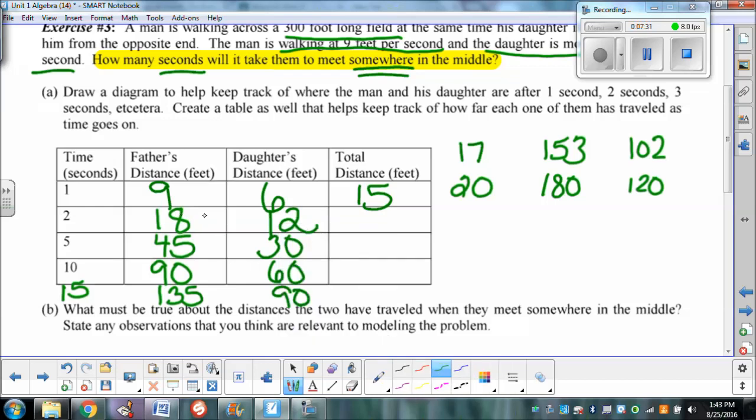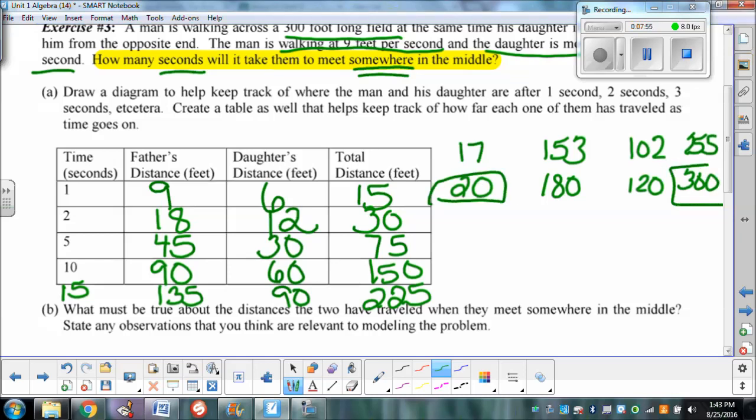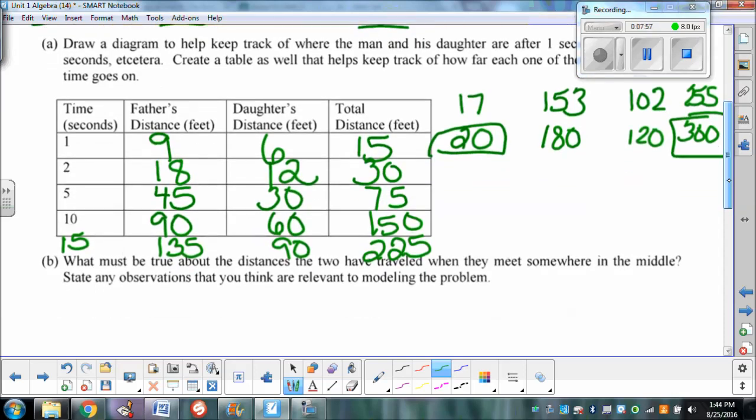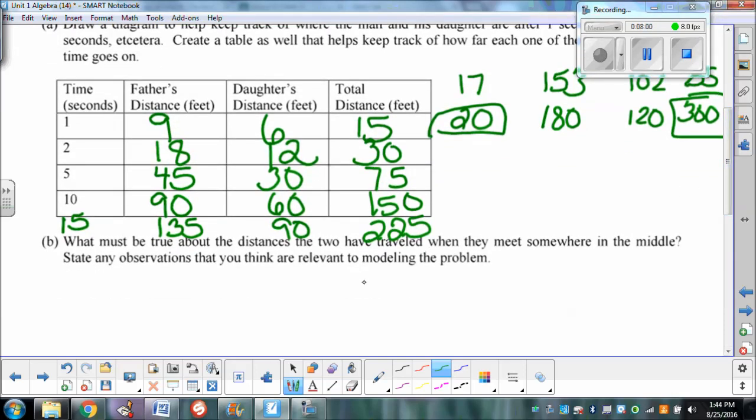300 feet. So adding these up, we end up with 30, and then 75, 150, 225. Remember, we're adding the father and the daughter's distance. We're at 255. And then finally, after 20 seconds, we end up with a total of 300 feet. So it says, so how long did it take? Okay, how many seconds will it take them to meet somewhere in the middle? 20 seconds, because their total distance had to add up to 300.